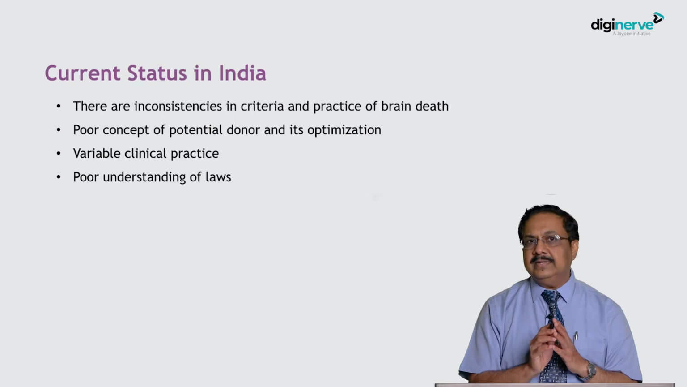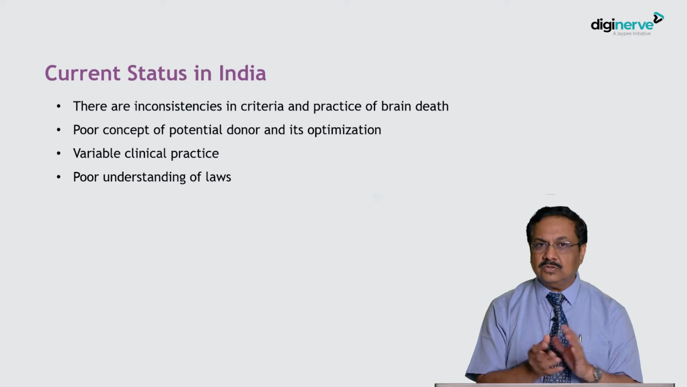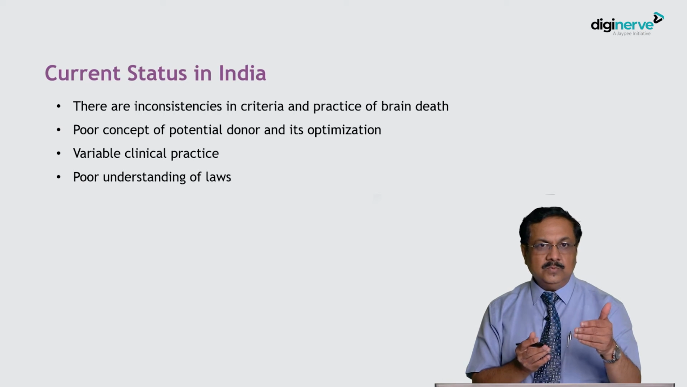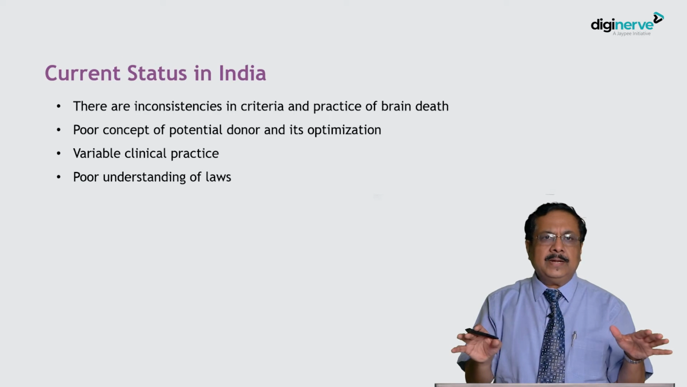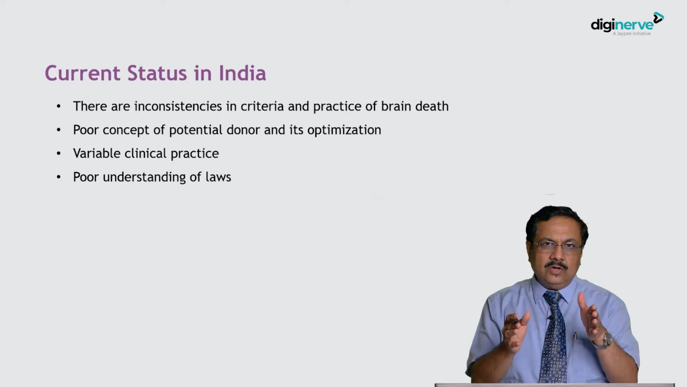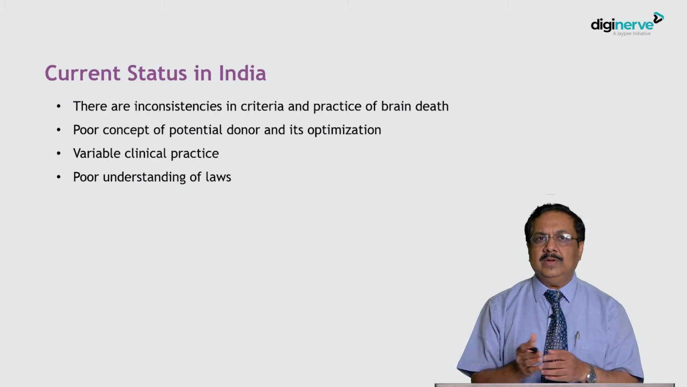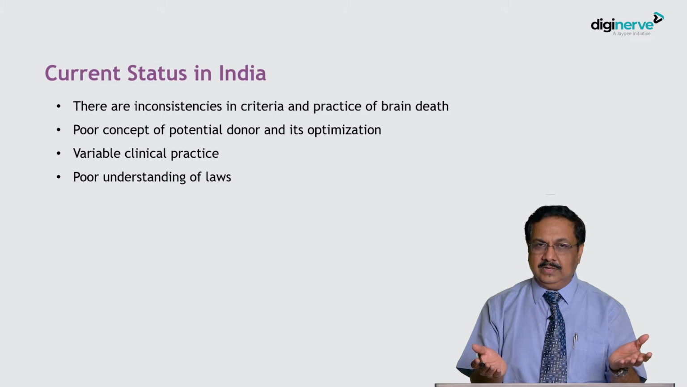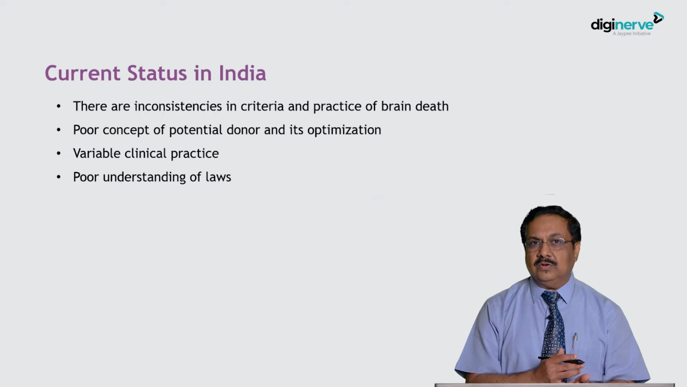What is the current status in India? I already explained the situation is not good. The need is more, availability is less. There is variable practice across India. Even in one hospital, one critical care unit and a second critical care unit will have different ways of managing cadaver organ donation. There is a poor concept of the potential organ donor.